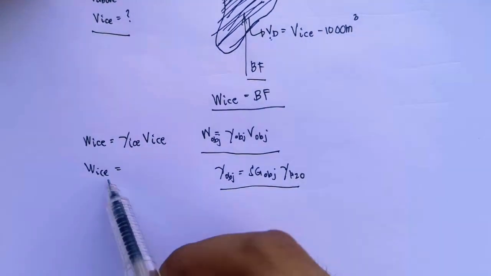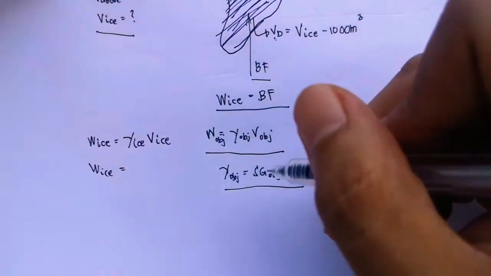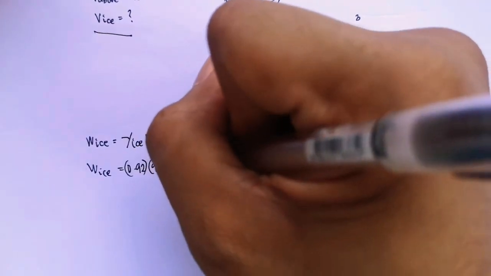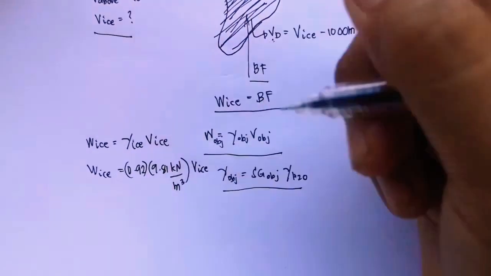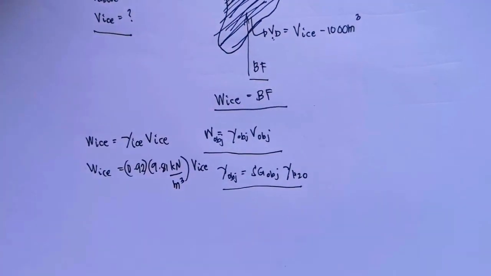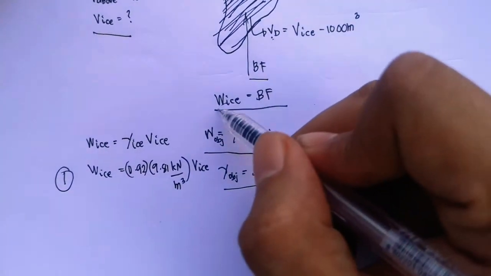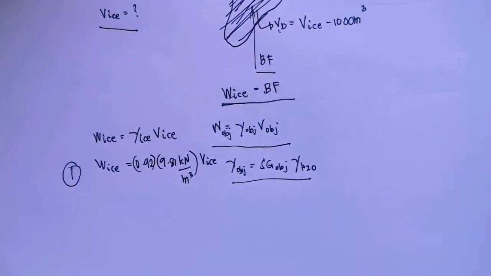Okay, so the weight of the ice is specific gravity of the ice, which is 0.92, times specific weight of water, which is 9.81 kilonewtons per meter cube, times the volume of the ice. Okay, so ito yung first equation natin for the weight of the ice.